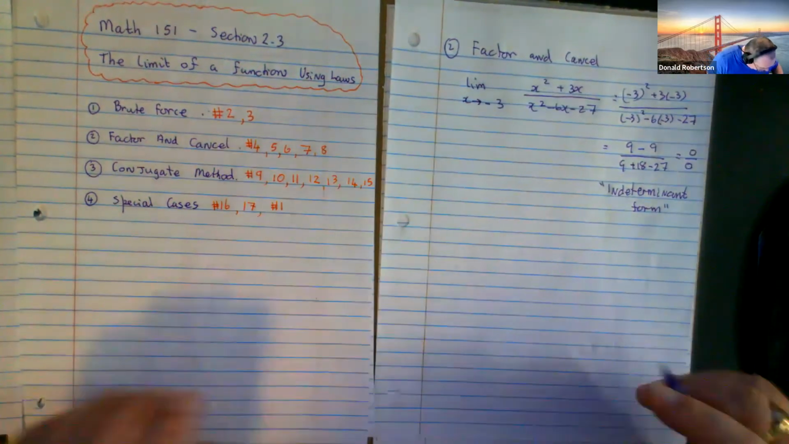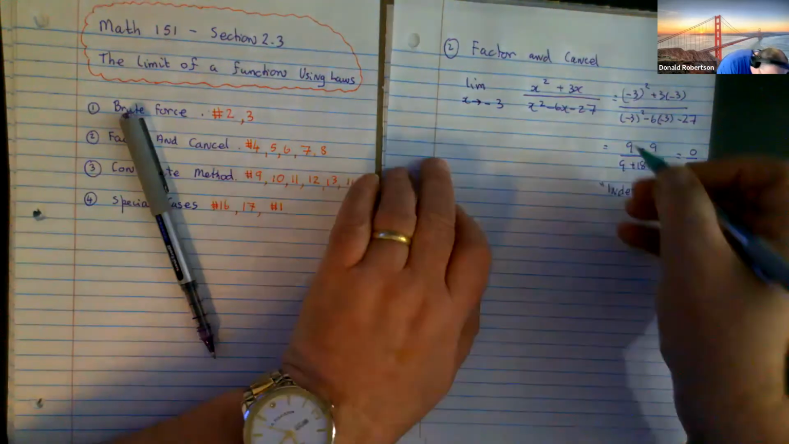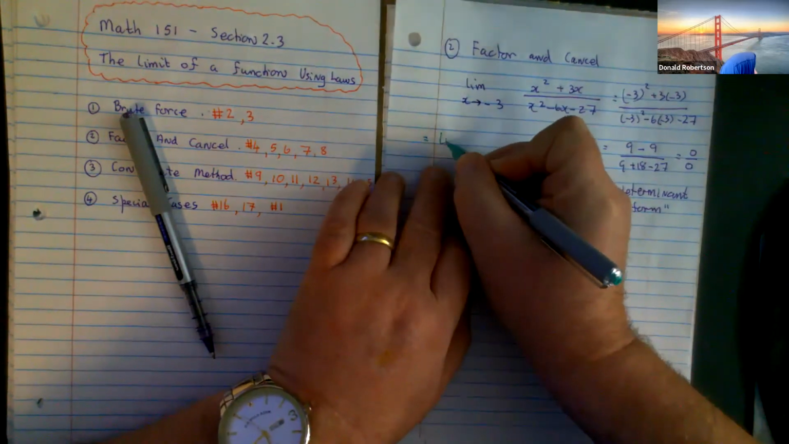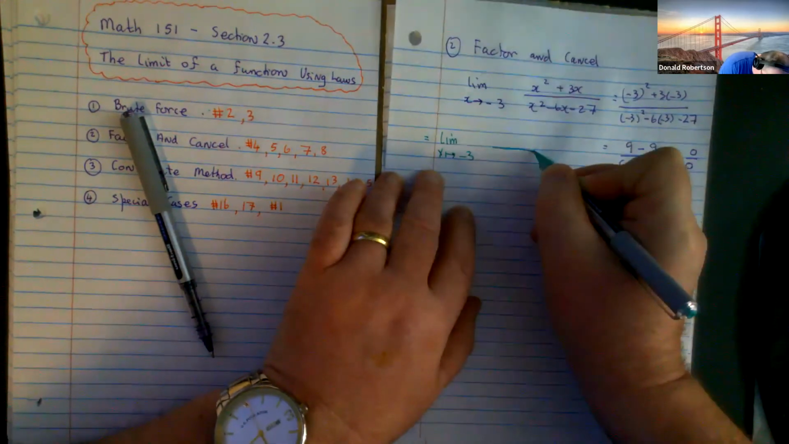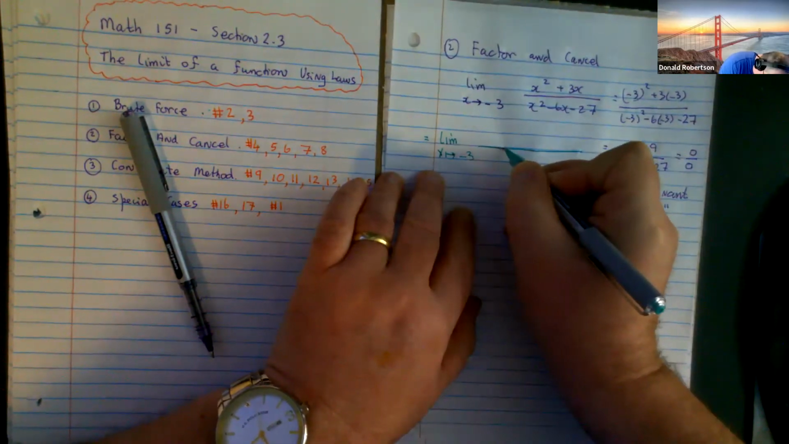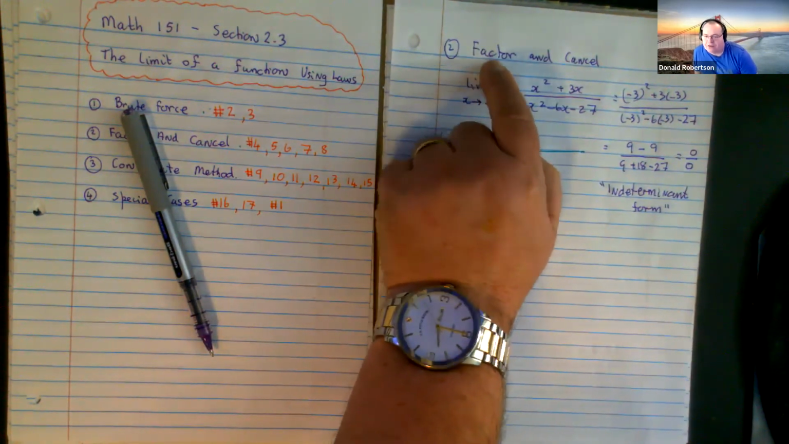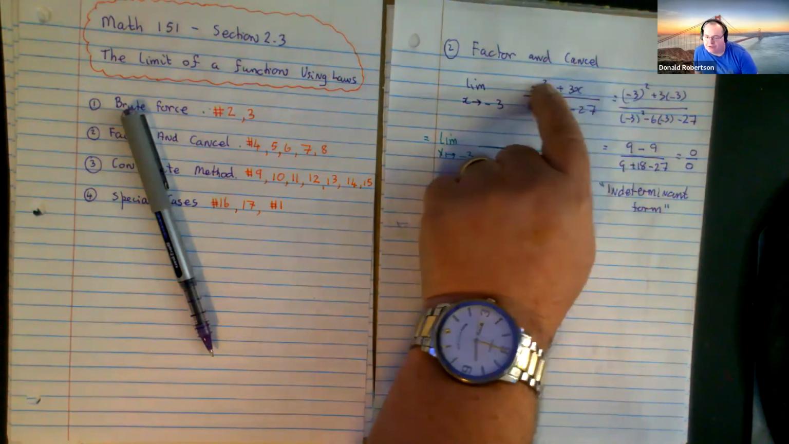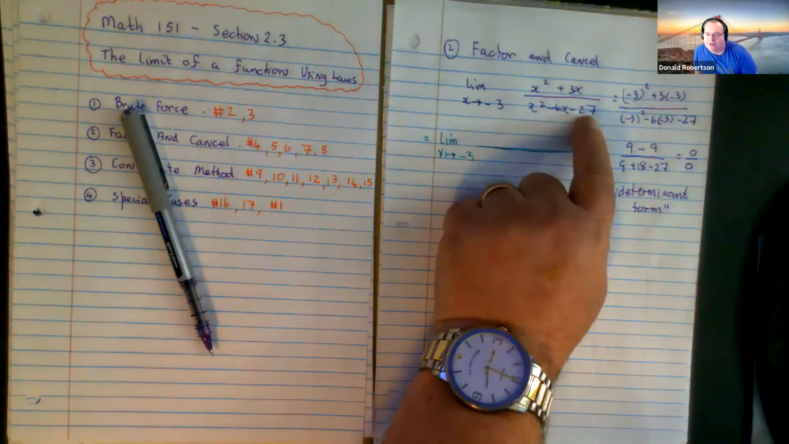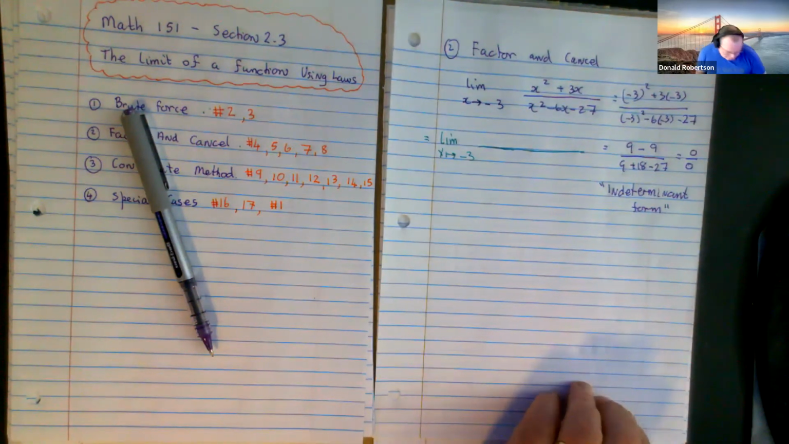So let's return to this fella. I'm going to change colors because I've got an awful lot of blue here. So it's going to be the limit as x tends to -3. And I like things that have names that give you a clue. The name here is factor and cancel. So what you're going to do is take the numerator, the top, and factor it, and take the denominator and factor it. So that's the first stage, factor. So far, so good.